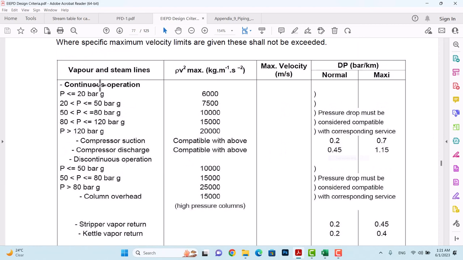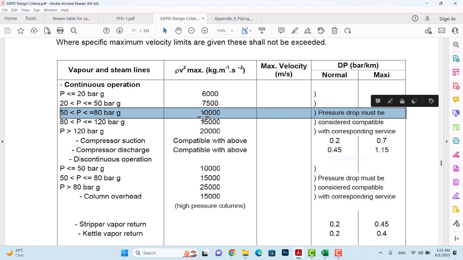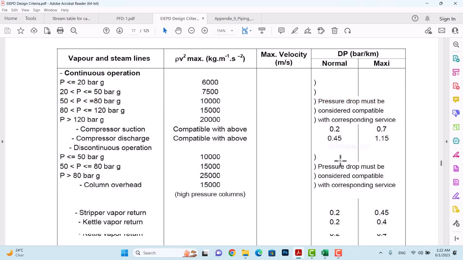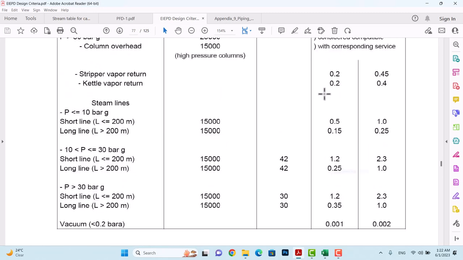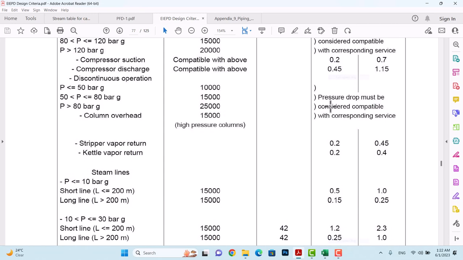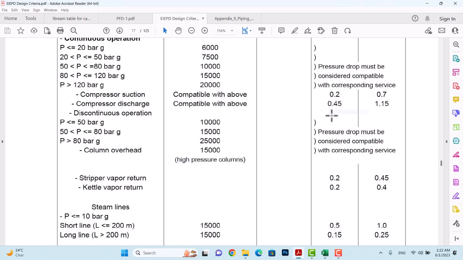Here for vapor and steam lines, the operating pressure is between 50 to 80 bar gauge, because the operating pressure is 52. And we have to follow this criteria. What we know about this one, the maximum velocity head should be 10,000. We don't have criteria about max velocity or pressure drop. But when it says that the pressure drop must be considered compatible with corresponding services, look at here, all of this, the pressure drop is between 0.2 to maximum 0.5. So the pressure drop should be within this range. That's the meaning of this sentence. It should be between 0.2 to 0.5 or 0.6. That's the average value.